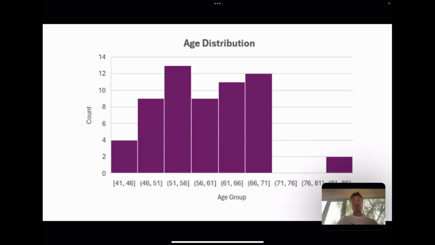This histogram shows that most patients are in the 50 to 70 range, with a peak in the 60 to 69 range. Fewer patients are younger or older than this, and this pattern is typical for patients with rheumatoid arthritis.